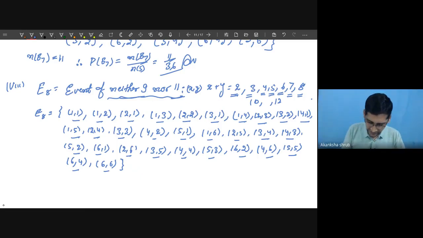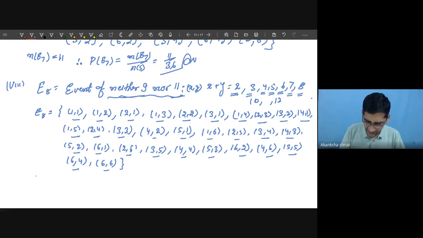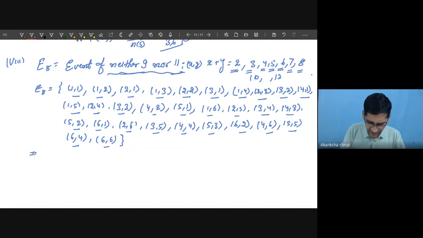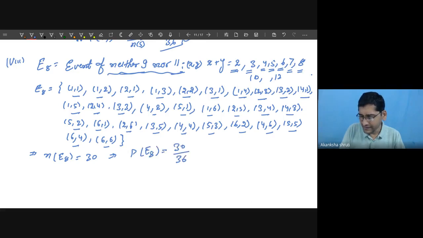Very good. So NE8 is equal to 30. This implies PE8 is equal to 30 by 36. So you cancel the common factor, and 5 by 6 is the answer.